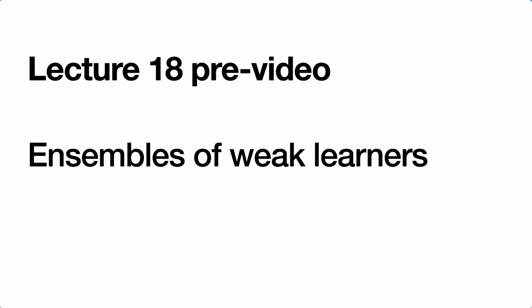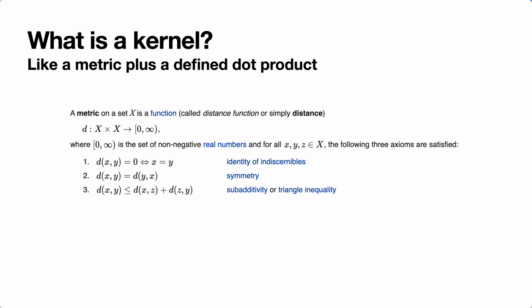I want to talk about a bunch of things. Mostly, I want to talk about the ensembles of weak learners on this pre-video, but I have two other things I want to address. So, one of them is a leftover from support vector machines.